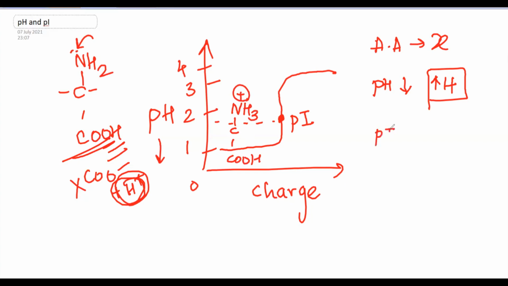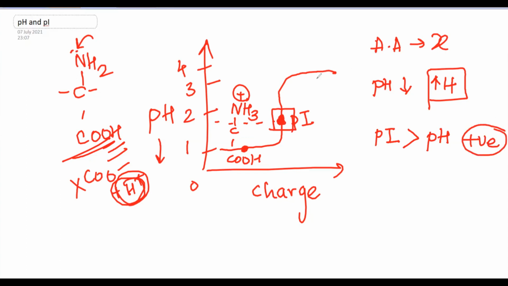When the pH is less than the pI, right? Here you can see at this particular point the pI is greater than the pH. So when the pH is low, COOH doesn't lose its H plus. What happens is the H plus in the medium will come and form a bond with this NH2 and it will have a net positive charge. So when pI is greater than pH, the amino acid is positively charged.